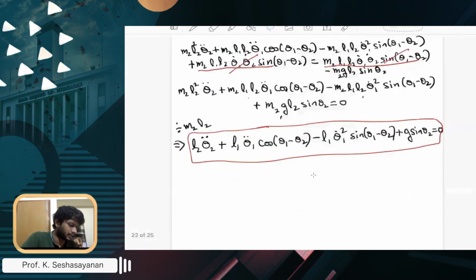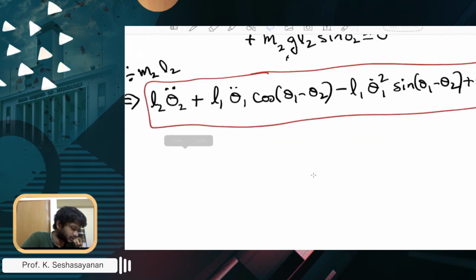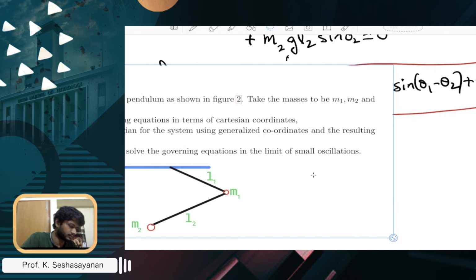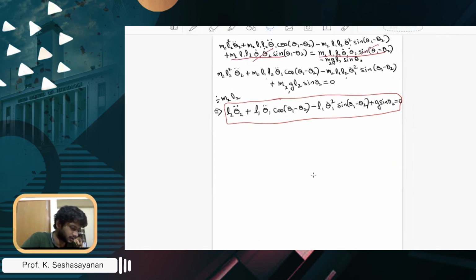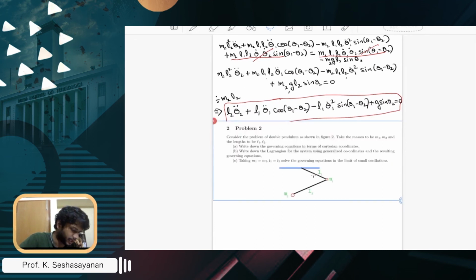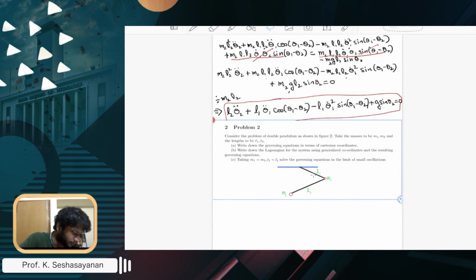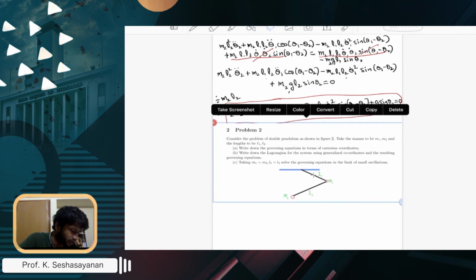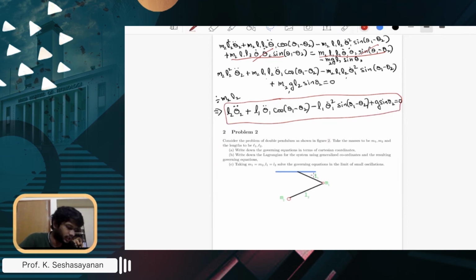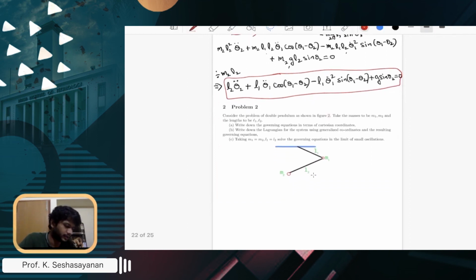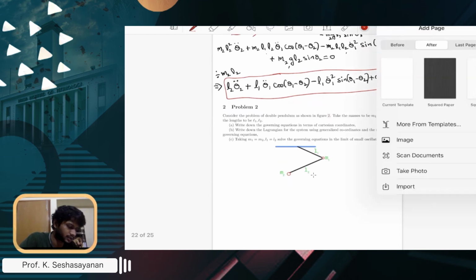So this is the final part of this exercise. Taking M1 equal to M2 and L1 equal to L2, solve the governing equations in the limit of small oscillations.